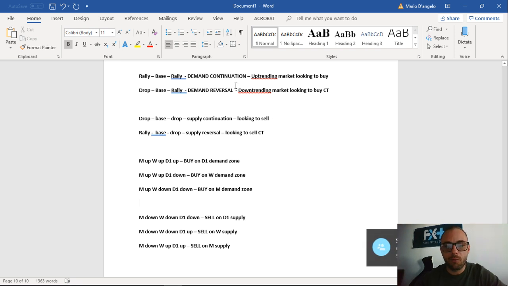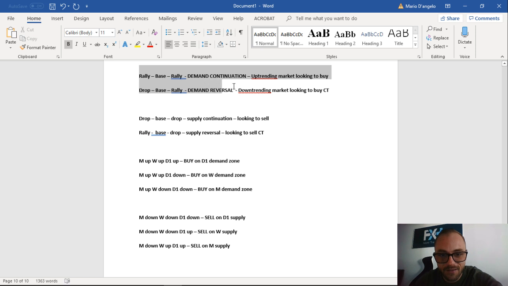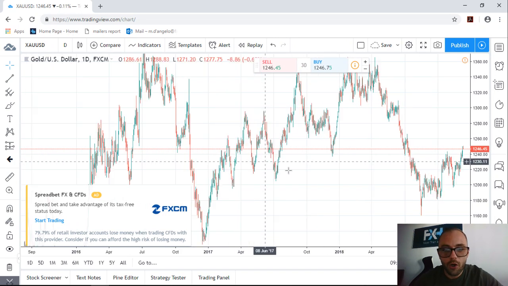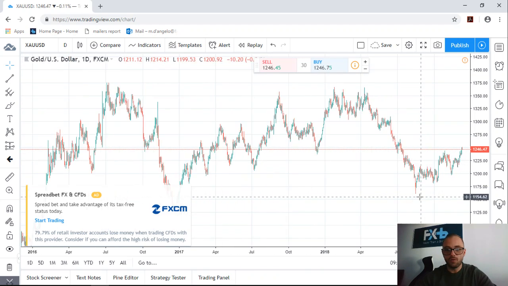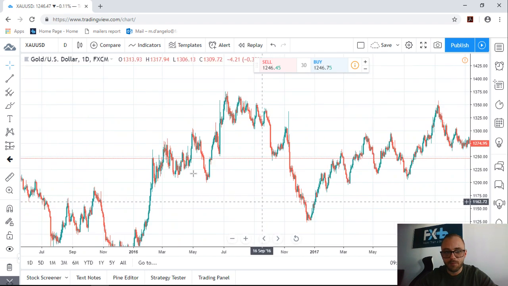So if we're looking on the screen, rally-based rally, demand continuation, uptrending market looking to buy, drop-based rally. Let's start with a rally-based rally, demand continuation, uptrending market looking to buy, because we don't have a lot of time left. We're looking at a rally-base-rally demand zone continuation. This is a trade that I've actually taken before.